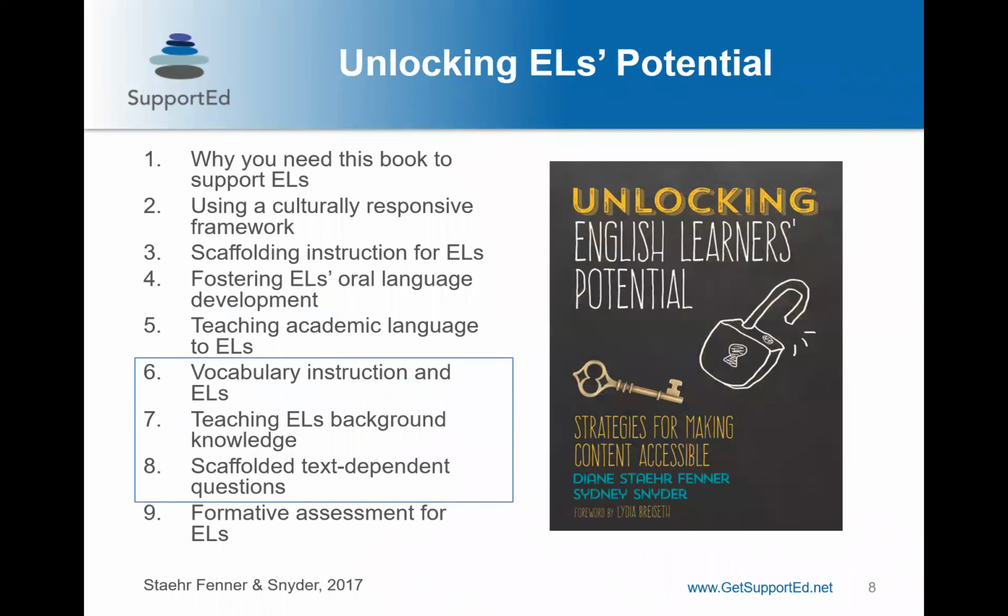So our content today aligns with some of our chapters in our book called Unlocking English Learners' Potential, and we've highlighted those chapters here. So if you have a copy of the book, you might want to take a look at it after the webinar and see how what we're talking about matches up with the content of the book.